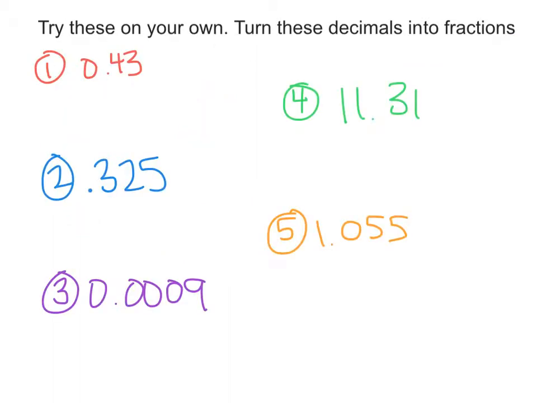Try these on your own tonight for homework and bring them to class for credit. Remember that you're doing exactly the same thing that you did 2 lessons ago when you related fractions to decimals. So remember to read the decimal so that you know what your denominator is, and don't forget to simplify. You got this.